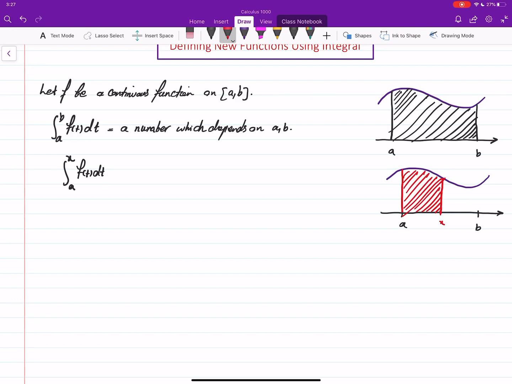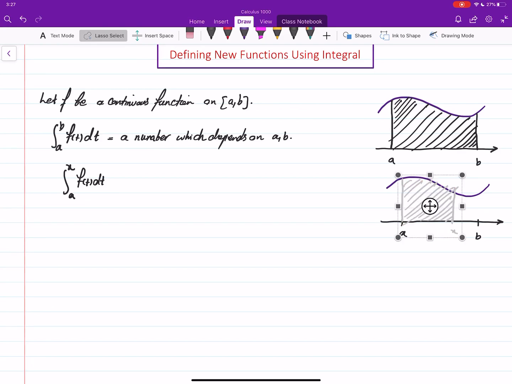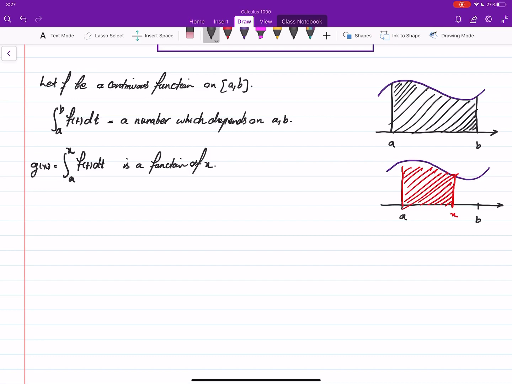And you can change that x, move it to the left or right, and get different values. For example, let me show a little bit of this and get the area of the region under the graph. So it will depend on x, and what we get is actually a function of x. You will see that this function is very important for us, especially in the fundamental theorem of calculus. In the next video, you will see how that plays an important role.